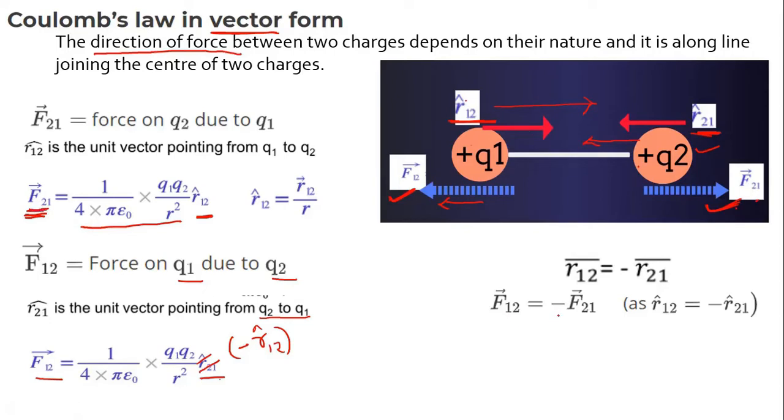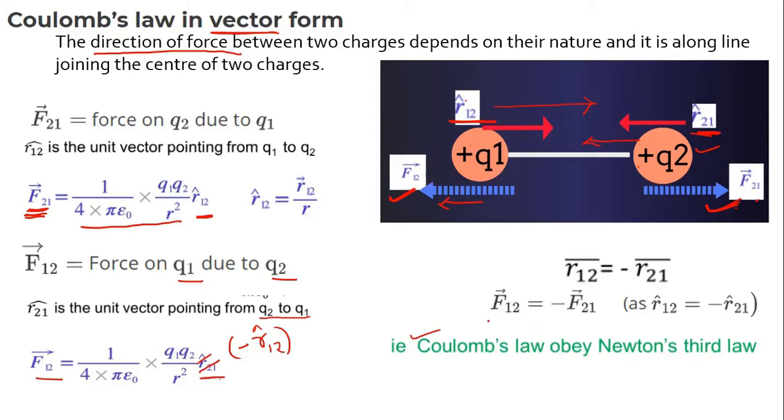So F12 is nothing but equal to negative of F21, that is force on the second due to the first charge. This is how we have derived Coulomb's law in vector form. I have given all the necessary steps to write this particular derivation, so please go for it. And the important consequence of Coulomb's law in vector form is that Coulomb's law obeys Newton's third law.